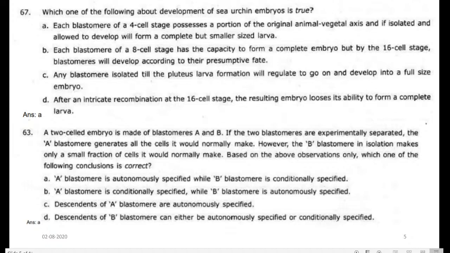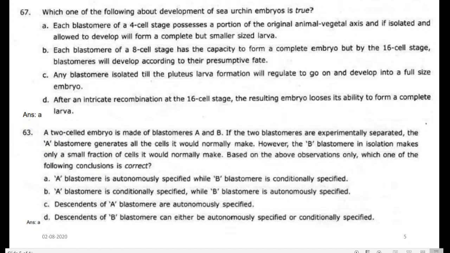In this sea urchin development, the sea urchins undergo 10 different steps. Okay, first I'm reading the given answer. First one is: each blastomere of the 4 cell stage possesses the portion of the original animal vegetal axis, and if isolated and allowed to develop, will form a complete but smaller sized larva.